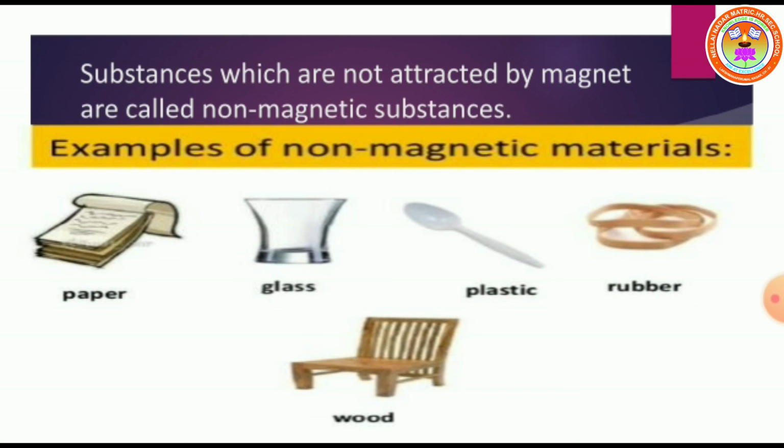What are non-magnetic substances? Substances which are not attracted by a magnet are called non-magnetic substances. Examples of non-magnetic materials: paper, glass, plastic, rubber and wood.